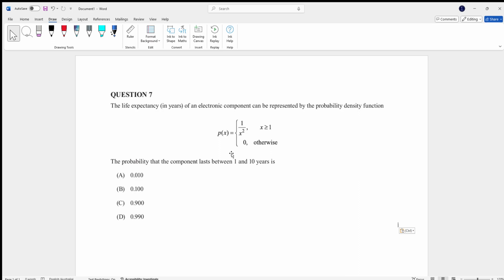In today's video we're going to be taking a look at question 7 from 2020's paper 1 test from the QCAA syllabus for math methods.